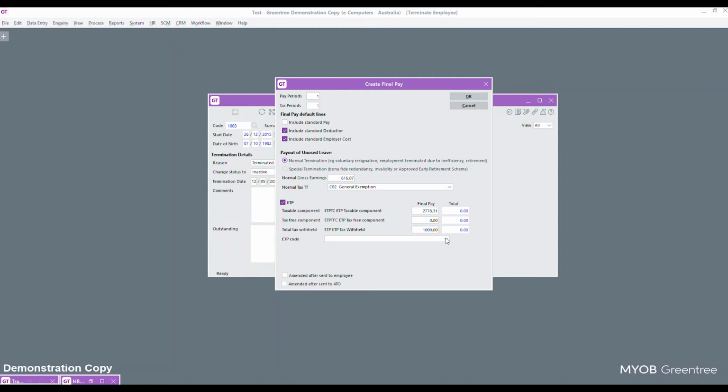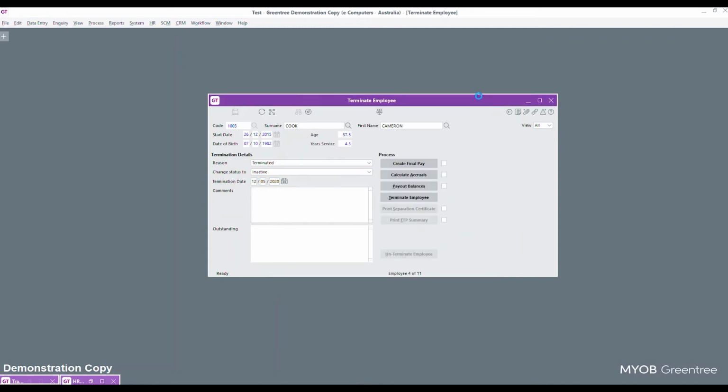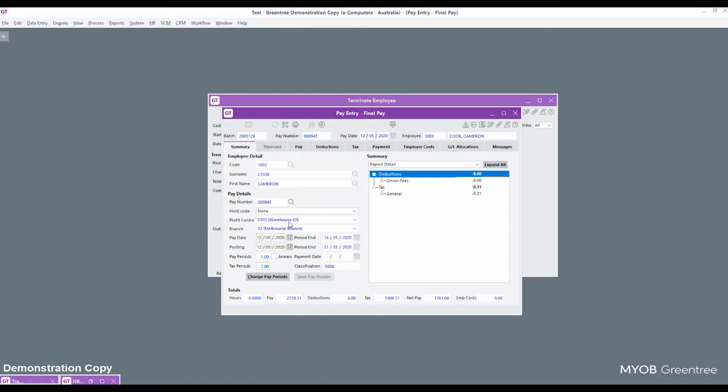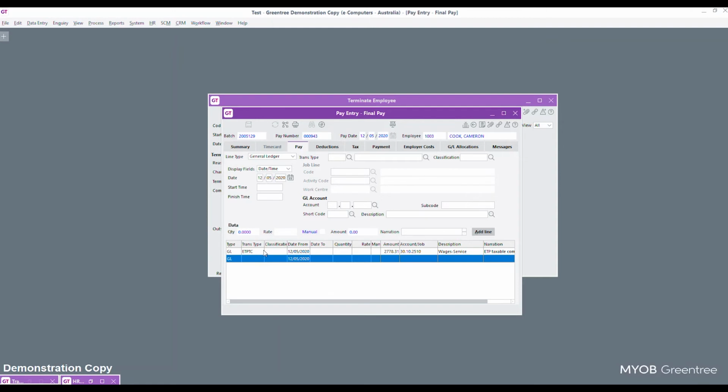The next part here is the ETP code. We will select that, and in this circumstance it's an O, and that's because we are getting a payment in lieu of notice and a payment of unused rostered days off. So then we'll click OK. Right, and this will bring you to the pay entry final pay screen. Go to the pay and you'll notice that his ETP for the 12th of the 5th has come in. Now we need to add his wages. So 11th of the 5th.